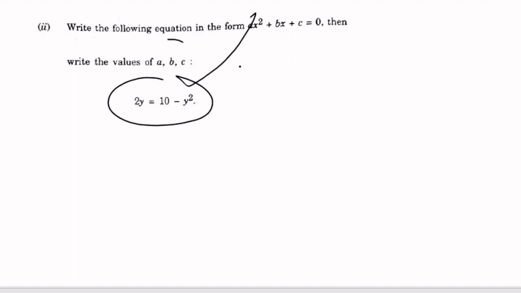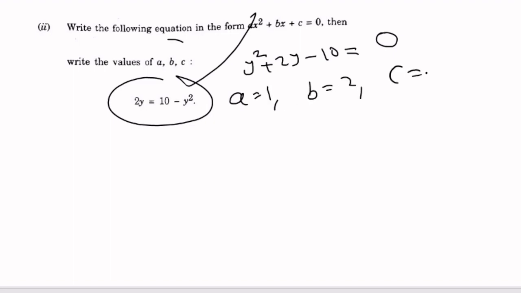So how to convert? Bring y square from right to left. It will become positive y square plus 2y minus 10 equal to 0. Now compare. So a is equal to 1, b is equal to 2, and c is equal to minus 10. Free marks. Not 2 marks. It's free marks. Let's move to the next question.